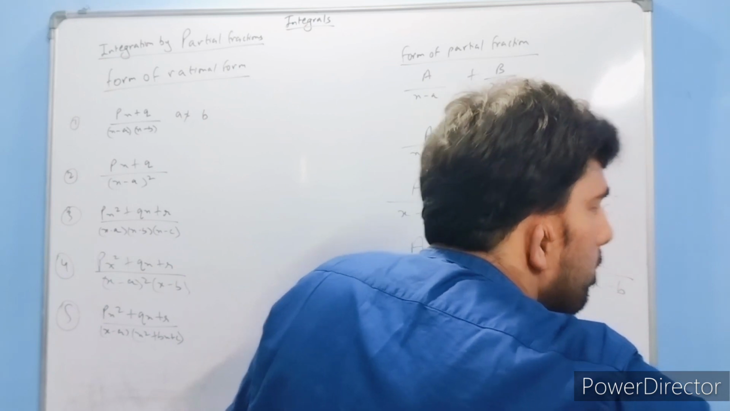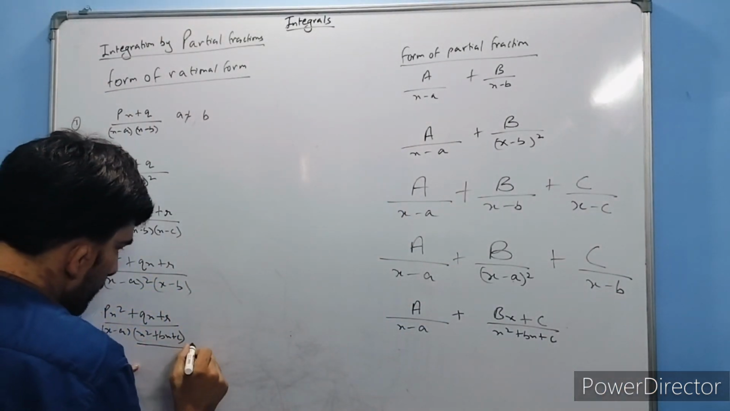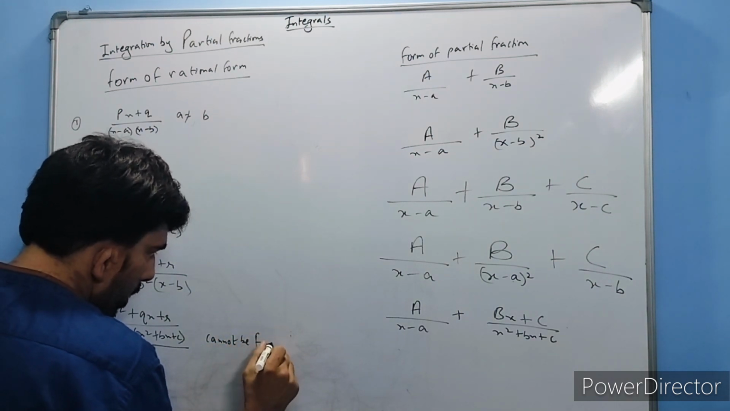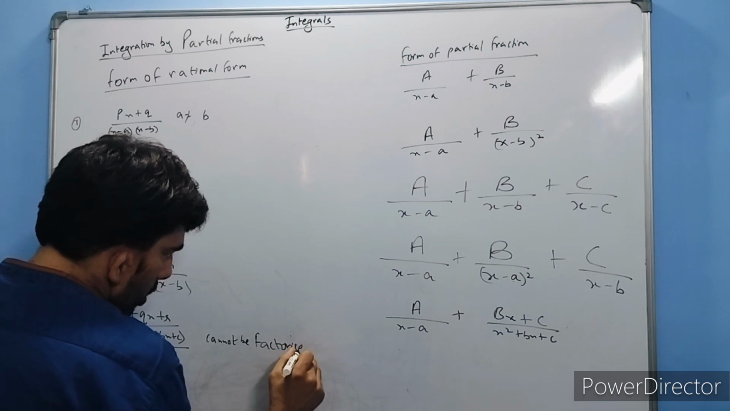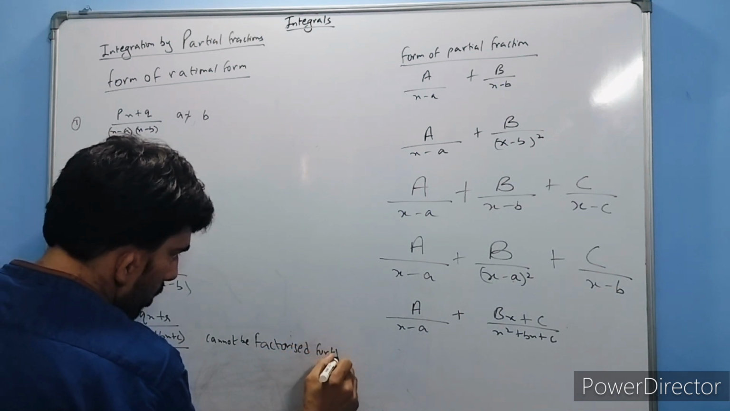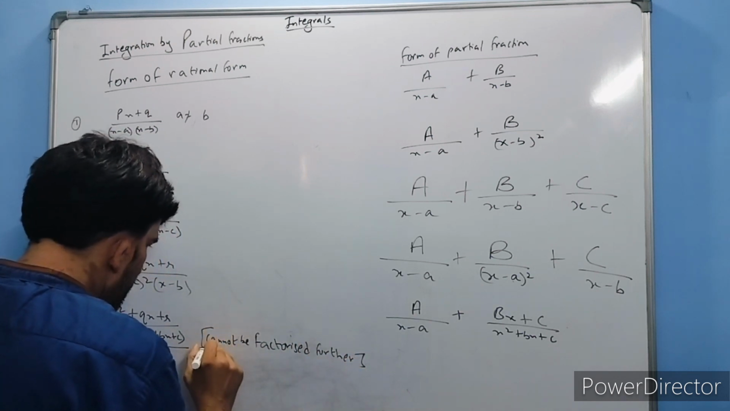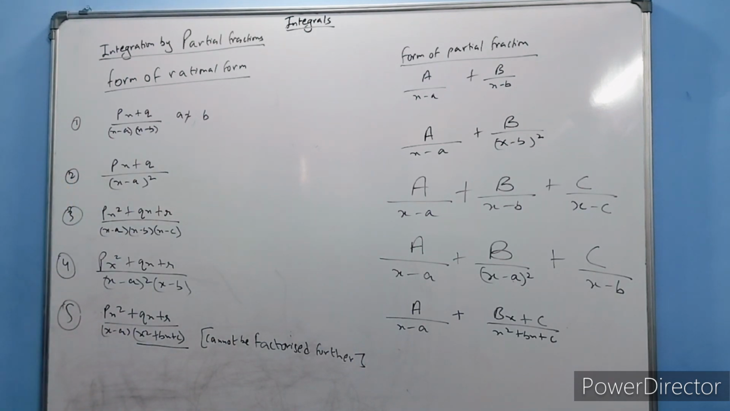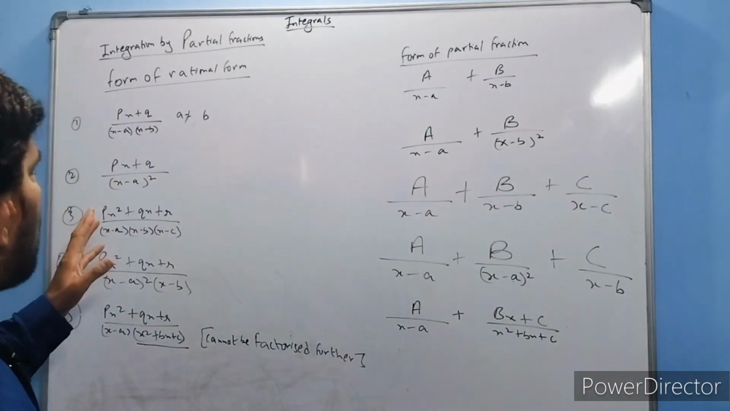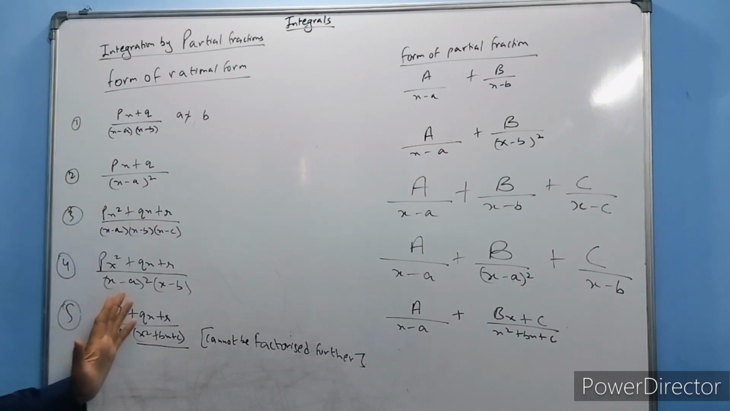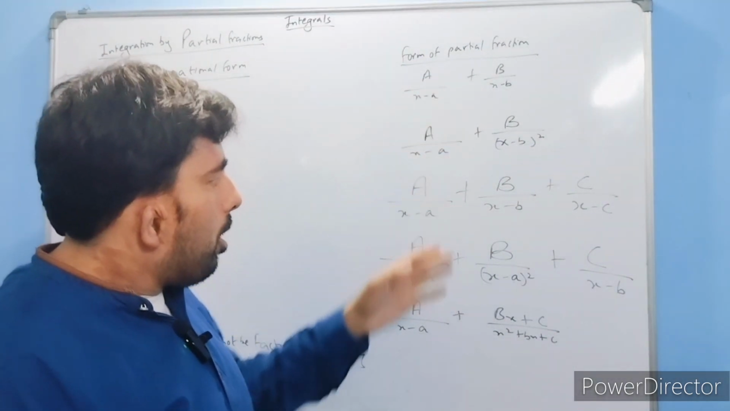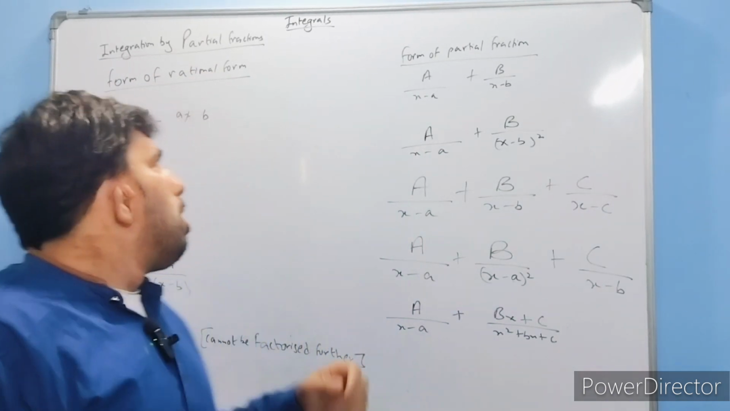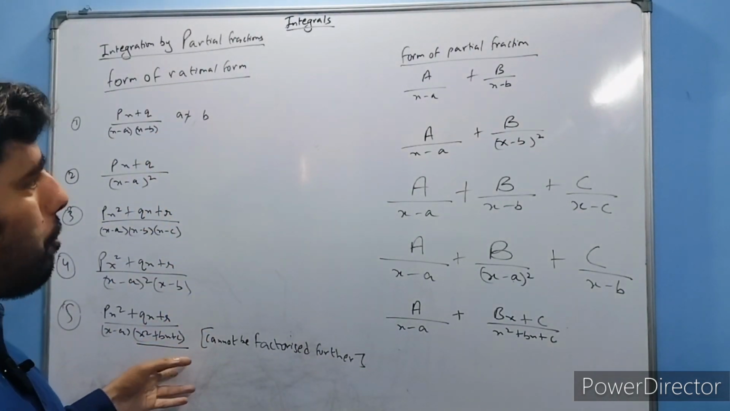where we can write this, thus this cannot be factorized further. So now we'll try integration by partial fractions. If the function is in this rational form, then we can apply the partial fraction like this. Now we'll try numericals and see all these forms one by one.